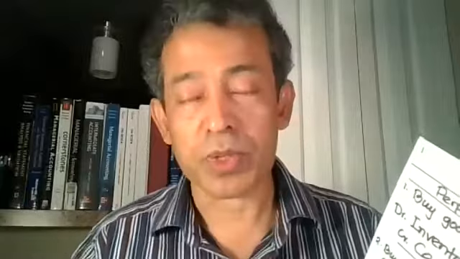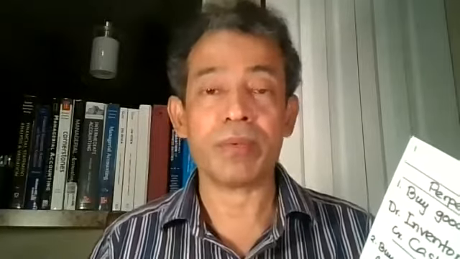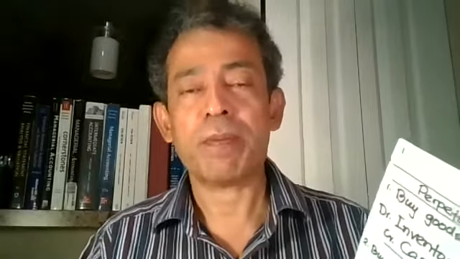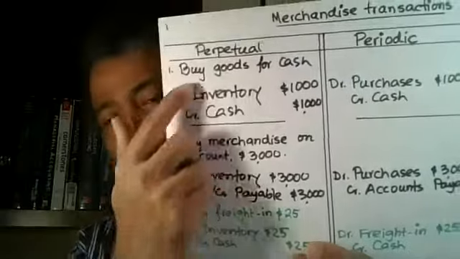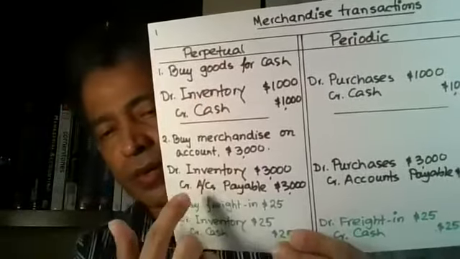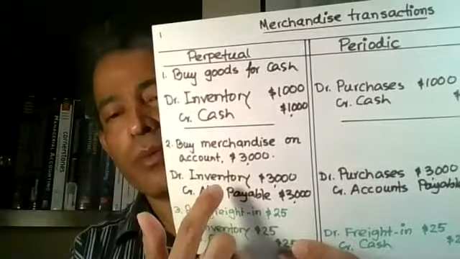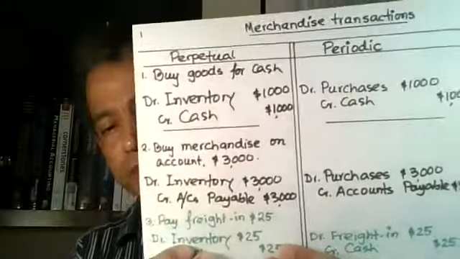Under perpetual, we consider goods as assets. So when you acquire assets, like if I bought a vehicle, I would debit automobile and credit cash, accounts payable, or notes payable. Like that, we treat any purchase of inventory as an asset. So debit inventory on both occasions. Here you bought it for cash, here you bought it on credit.